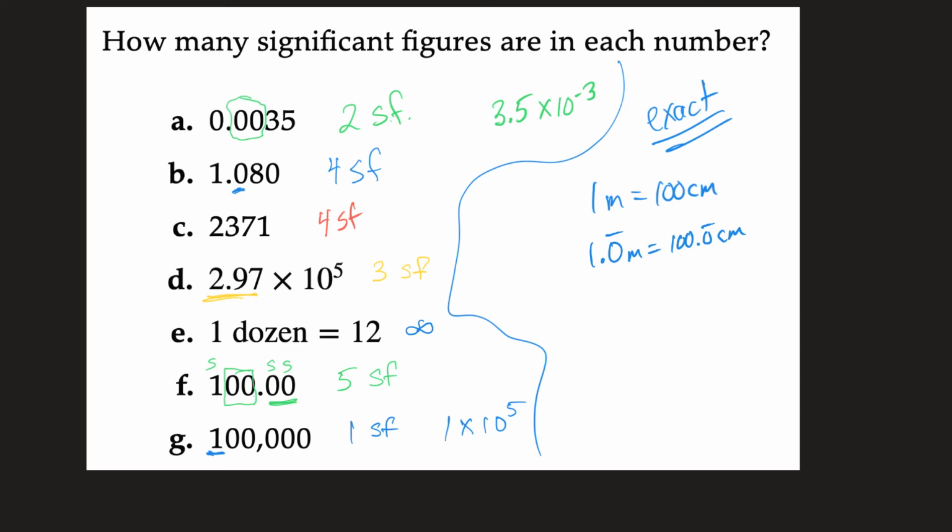It's not just one, or it's not just two. 1.0 repeating dozen is equal to 12.0 repeating of whatever it is that we're counting. 1 dozen is exactly 12.